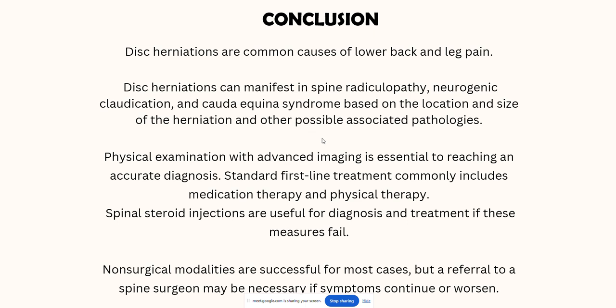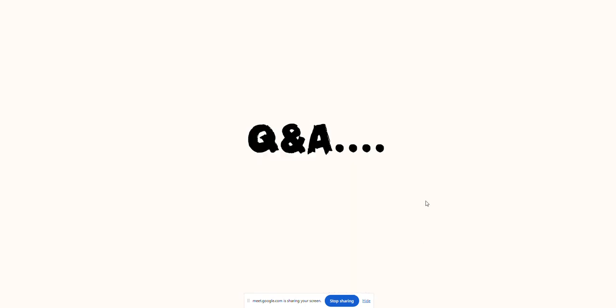Standard first-line treatment commonly includes medication therapy and physical therapy. Spinal steroid injections are useful for diagnosis and treatment if these measures fail. Non-surgical modalities are successful for most cases, but a referral to a spine surgeon may be necessary if symptoms continue or worsen. Okay, that's all.